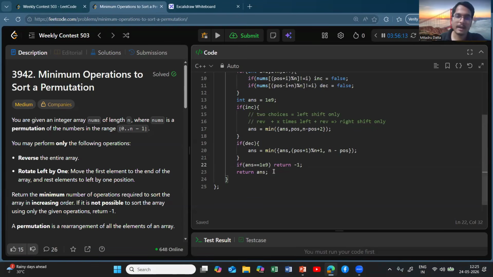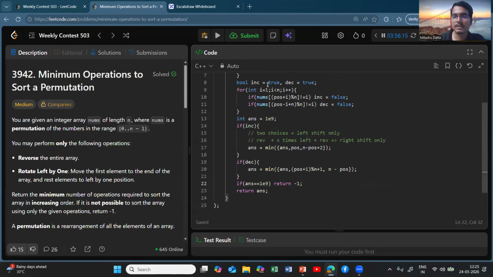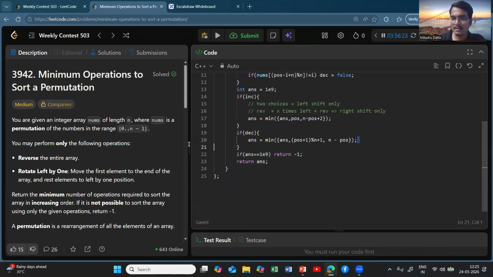So after doing all this, if you happen to get both increment and decrement to be false, then it will not enter any of these loops, and answer will be 1e9 as it is. That's why you return -1 over here. Otherwise, you simply return the answer. So I hope this problem was very clear to you.